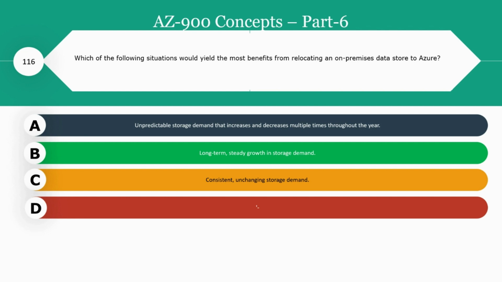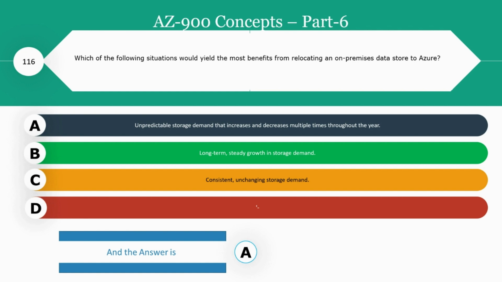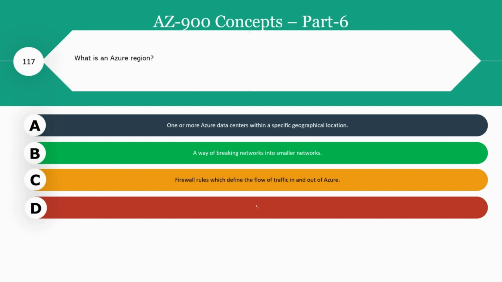So between A and B, A is a very close answer. You can move to cloud for unpredictable storage demand that increases or decreases multiple times throughout the year. Say, for example, during festival seasons, the number of requests hitting your website will be more. And after that, the number of requests hitting your website will go down. So the right answer for this question is option A.